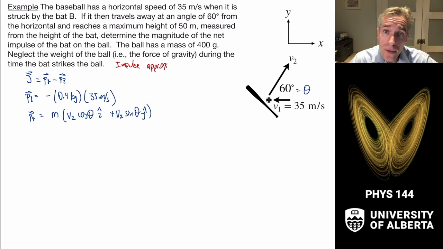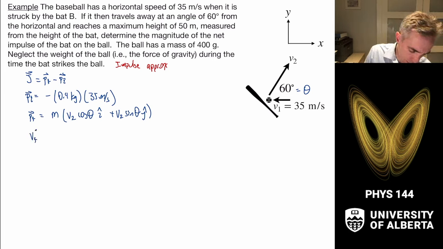So now we also know that it reaches a maximum height of 50 meters, which is set by the vertical component of the speed. So basically also measured from the height of the bat. So this is at zero, and then it gets launched upward 50 meters from there. And we know in this case, this is a case of one-dimensional kinematics under free fall. So we'll use the relationship that at 50 meters, it has a final speed of zero. So we'll use that v final squared is equal to v initial squared, which I'll just call v2 squared, minus 2 times g times h.